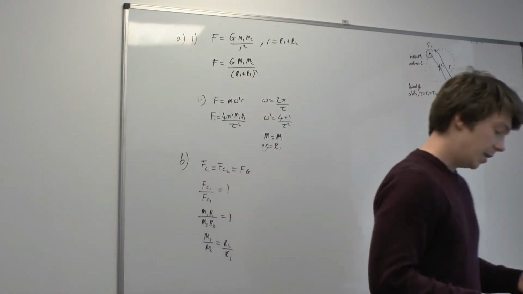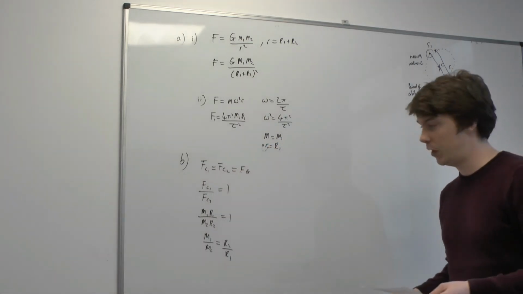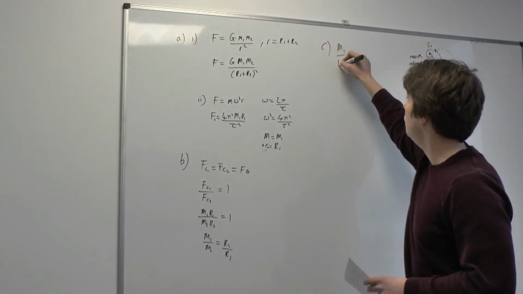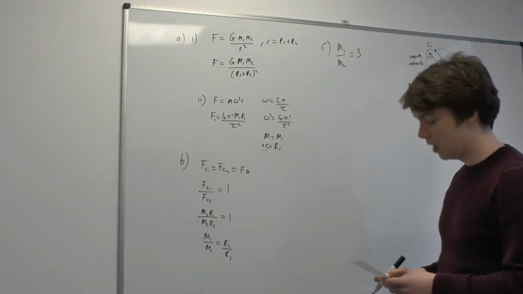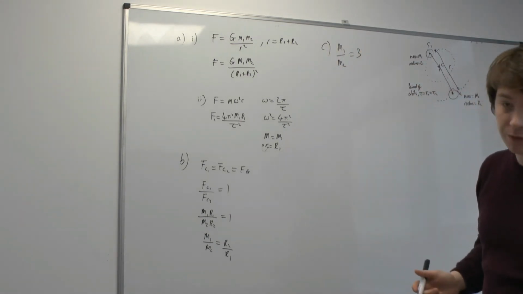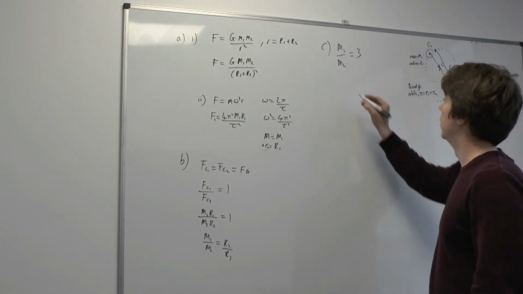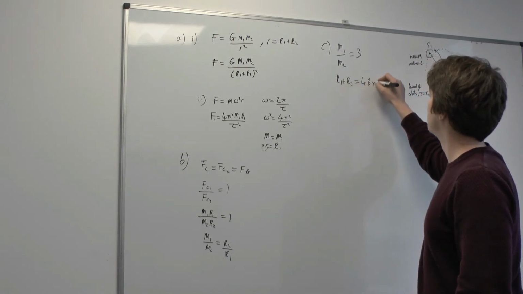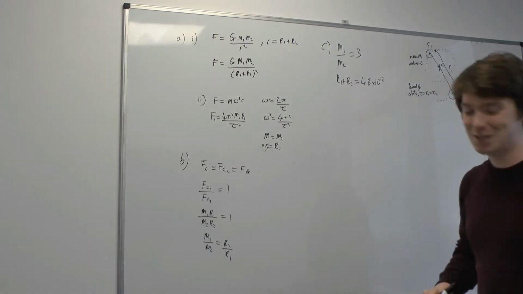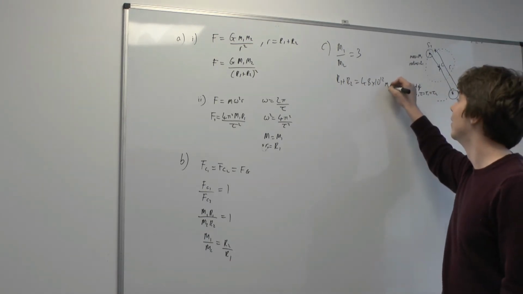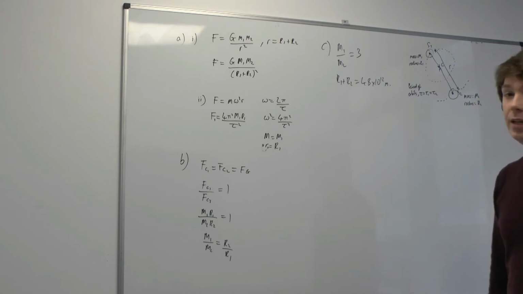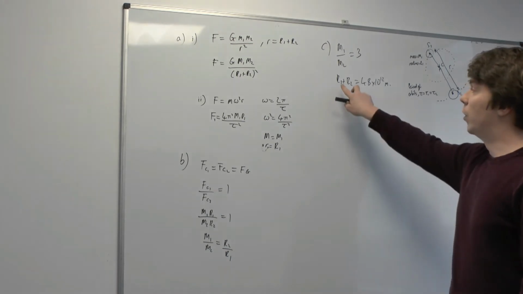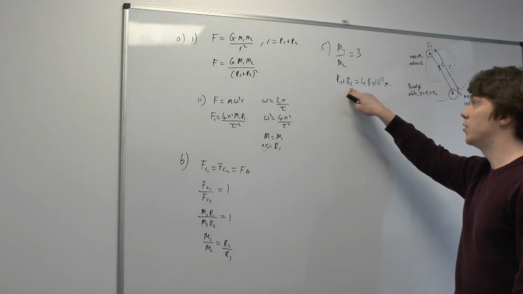So then we move on to part C. Here we're given that the ratio of the masses m1 divided by m2 is equal to 3. And we're given the separation of the stars: R1 plus R2 is equal to 4.8 times 10 to the 12 meters. And we're asked to work out the distances from the centre of mass point. So what we want to work out here is R1 as a value and R2 as a value.